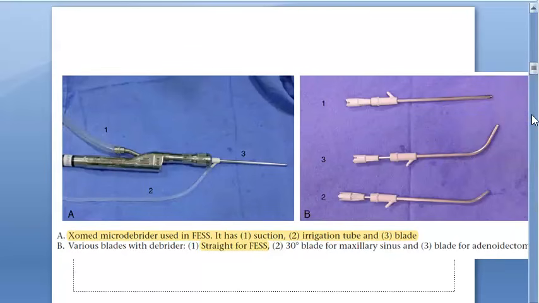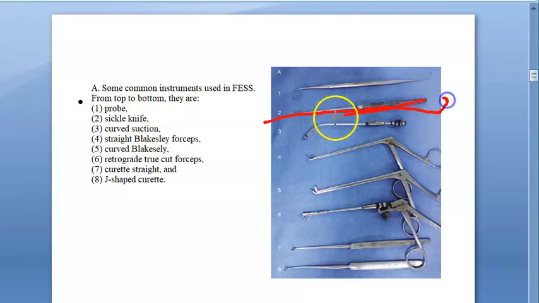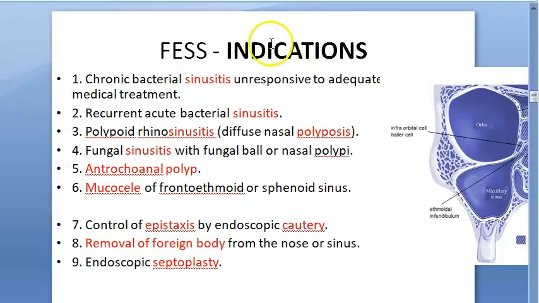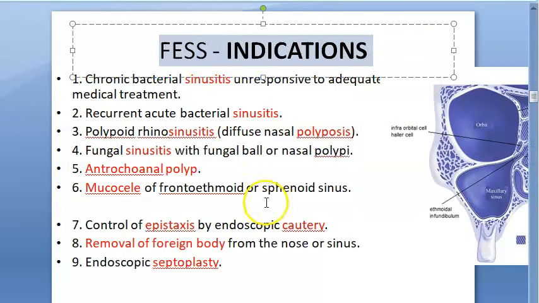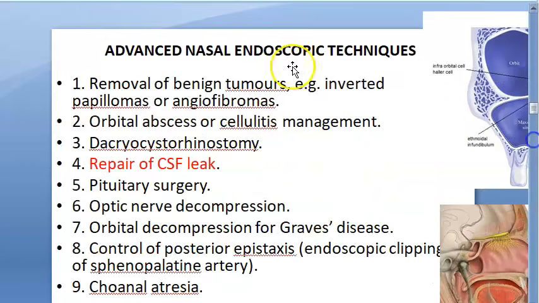So this is the Zomed microdebrider, etc. These are some tools. In the steps, what you will be reading about now will be the sickle knife, and then the Blakesley forceps. We also saw this endoscope. Then we saw why you would do the surgery, basically sinusitis mainly. Then epistaxis if you want to do cautery, if you want to remove a foreign body, and if you want to do septoplasty, some septal surgery.